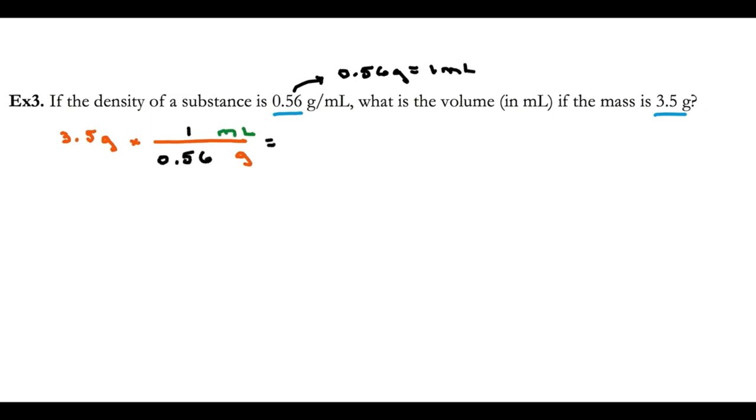Okay, so now I want to figure out my answer. So I'm going to take 3.5 and divide by 0.56. And what I get is 6.25. Okay, and my units are mils. Now I've got to figure out my sig figs. So 3.5 has 2 sig figs. This density here, 0.56, has 2 sig figs as well, which means that my final answer needs 2 sig figs. Okay, so I'm going to round this, and it's going to become 6.3 milliliters.